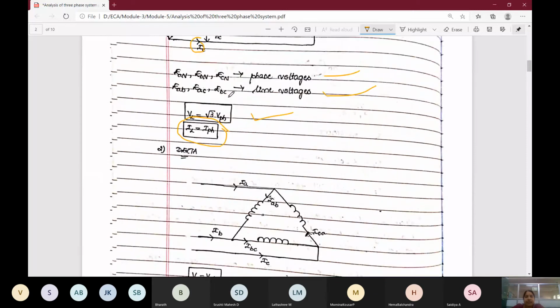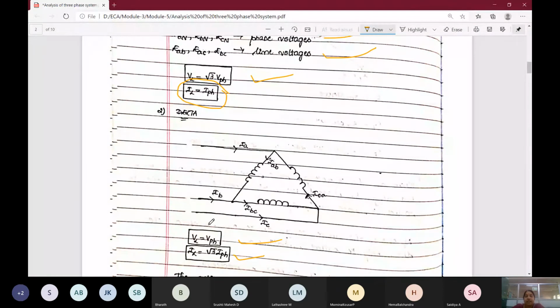Once again I'll tell, in star connection the line current and phase current are the same. In delta connection the line voltage and phase voltage are the same.